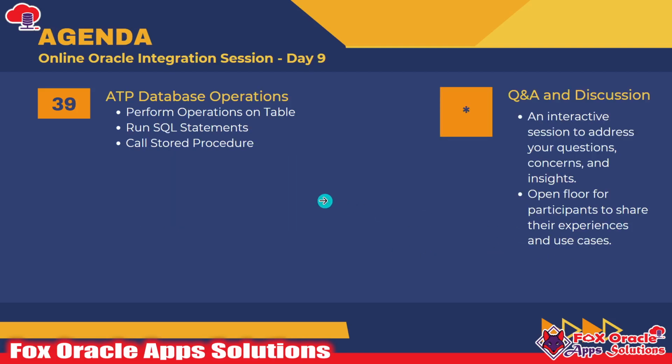Now in this session, we are going to cover different ATP operations. We have mostly three operations in the ATP database. The first is perform operations on table, where we have operations like insert, select, update, and the merge operation. Then we have run SQL statement, where we can write SQL queries and, based on the query, get the desired result. And lastly, we have call SQL procedure, where we can call a PL/SQL package, get data based on its functionality, and pass data to the PL/SQL package.